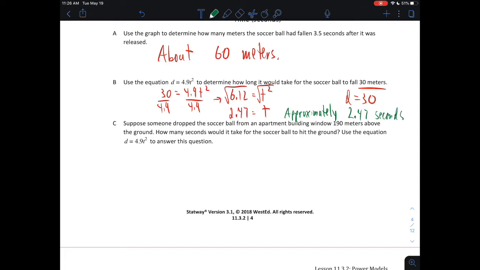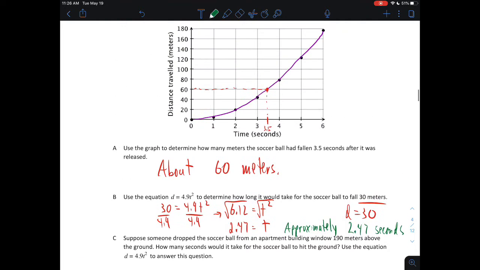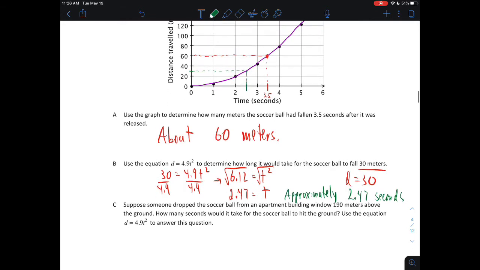Does that seem reasonable from our graph? Well, 30 meters is halfway between 20 and 40. And it looks like we get some amount of seconds between 2 and 3. So 2.47 seconds seems reasonable.